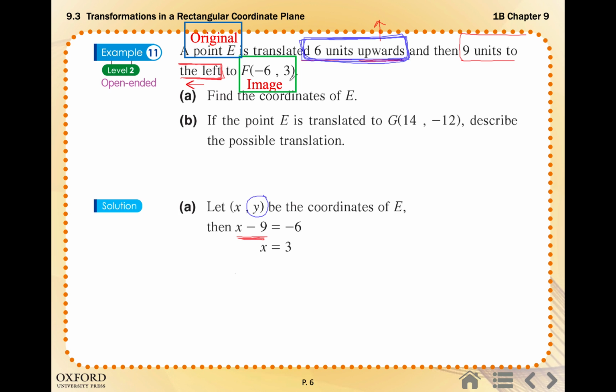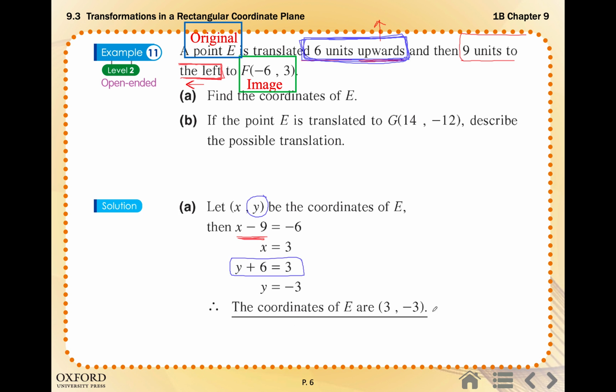Then from the original point E, the y coordinate is equal to y. If it is translated 6 units upward, that means y plus 6. And finally, it reaches the image point F, whose y coordinate is 3. That's why I can set up the equation y plus 6 equals 3. Then I can solve for the value of y. After I get the values of x and y, I get the coordinates of E.